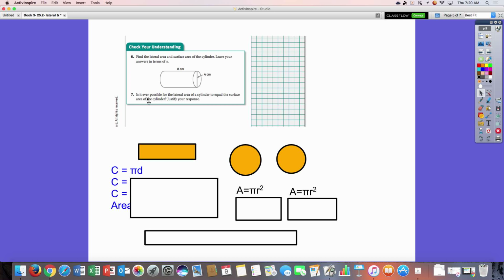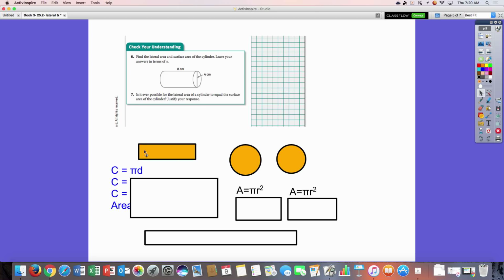All right, let's do one. Here's a problem right out of your book. Find the lateral area and the surface area of the cylinder. Leave your answers in terms of pi. You don't even have to multiply times 3.14. You're going to see that. They know if you know how to multiply the numbers, you could type the rest into the calculator.